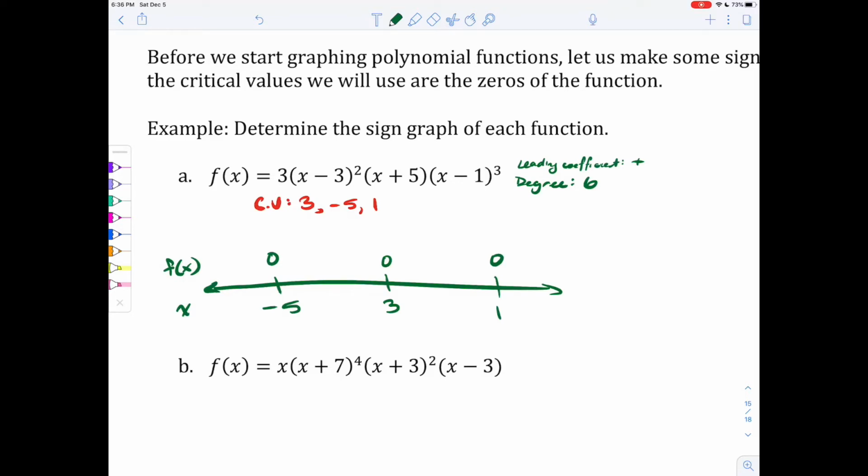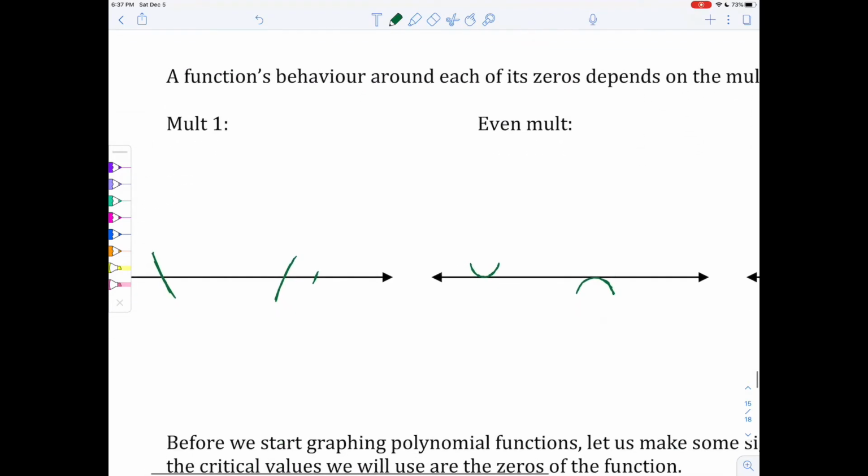A couple ways you can interpret that. One is that since the leading coefficient is positive, this must end positive. And the other way, along with that, is that since it's got an even degree, both ends must be the same. So there's that. But what about this stuff in here? Well, let's recall what the multiplicity means again. If it's got an odd multiplicity, it will switch from positive to negative or negative to positive.